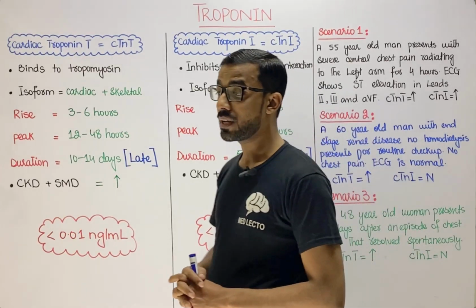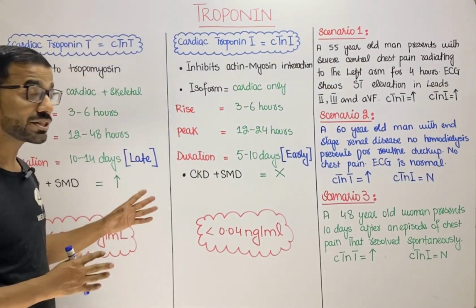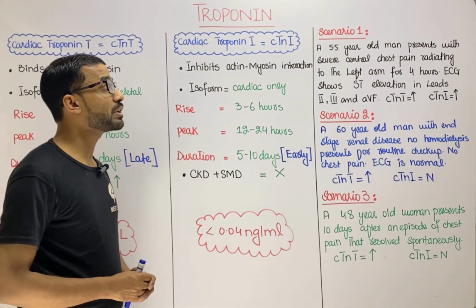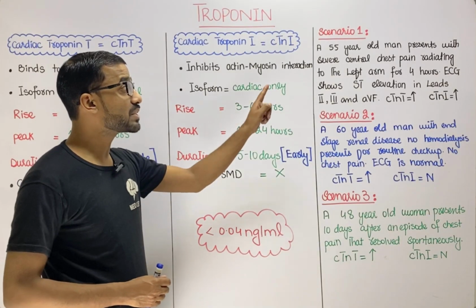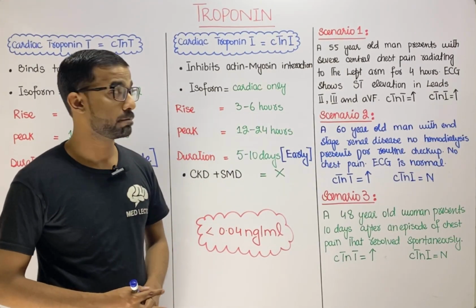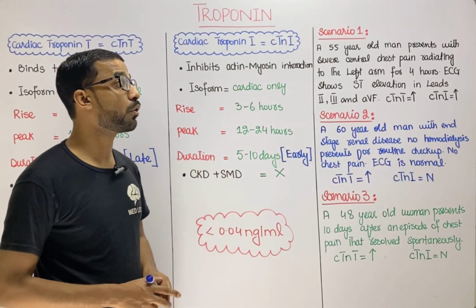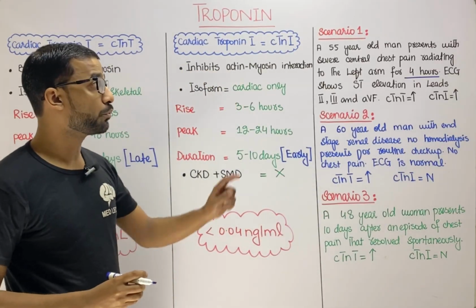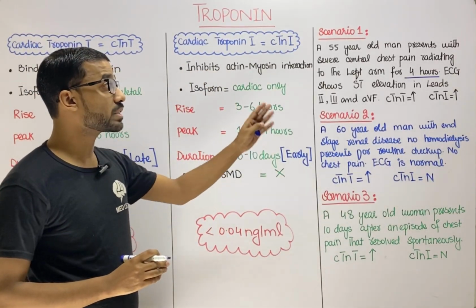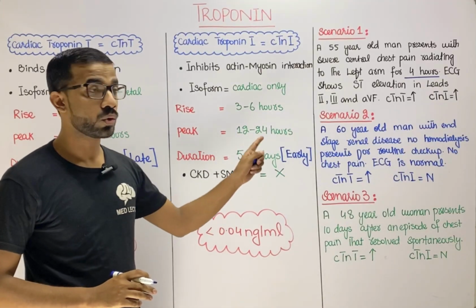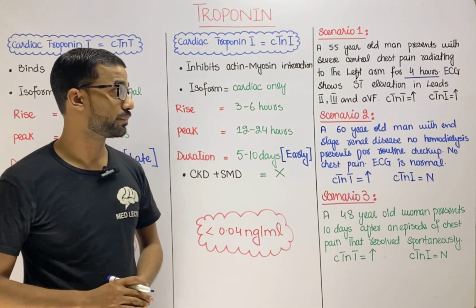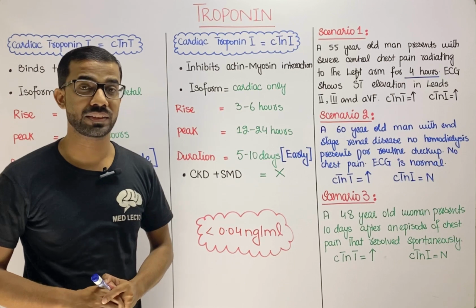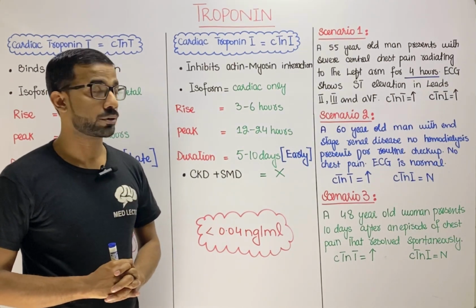Now we will see some scenarios that will be helpful in understanding the difference between troponin I and troponin T. First scenario: a 55-year-old man presents with severe central chest pain radiating to the left arm for 4 hours. This has been happening for 4 hours. ECG shows ST elevation in leads 2, 3 and aVF, and troponin T is elevated. Troponin I is also elevated in that case. So what will you think about it?